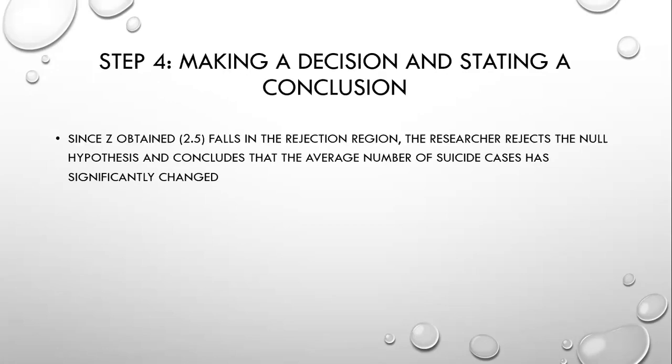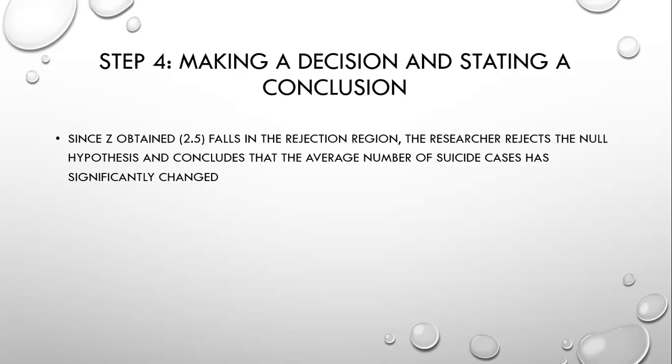After that, we go straight away to make a decision and state a conclusion. So since our Z obtained is 2.5 and falls in the rejection region, the researcher will reject the null hypothesis and conclude that the average number of suicide cases has significantly changed. And that's the end of the test statistic calculation.